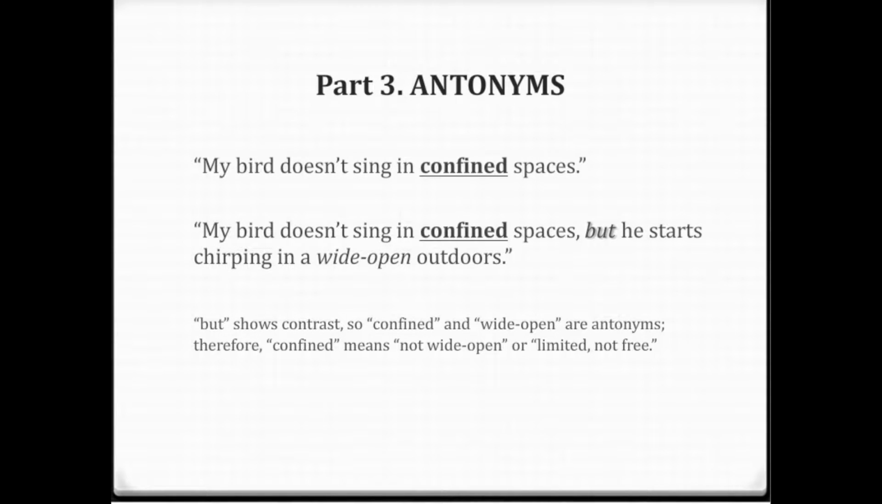Another kind of context is a word or words of opposite meaning, antonyms. As with synonyms, antonyms are located somewhere near a word that is unfamiliar. If you find a word of opposite meaning and you recognize it, you can unlock the meaning of the unfamiliar word. For example, read the following sentence. My bird does not sing in confined spaces. What is confined? Do we have enough clues to figure out the meaning of this word? No, not really.